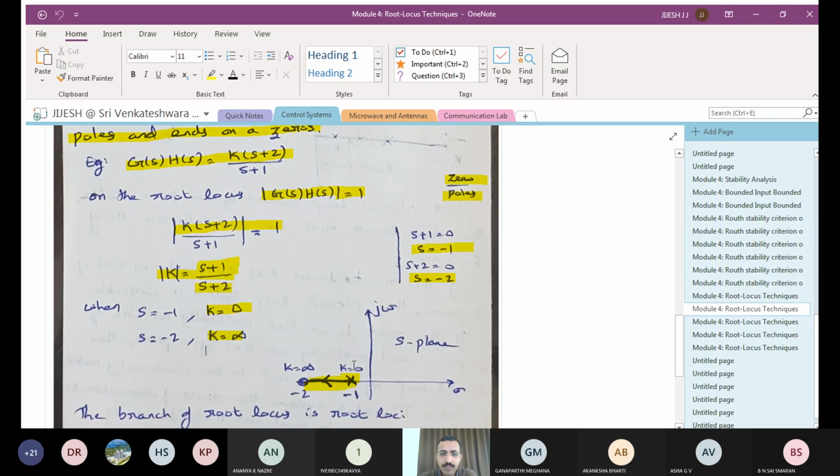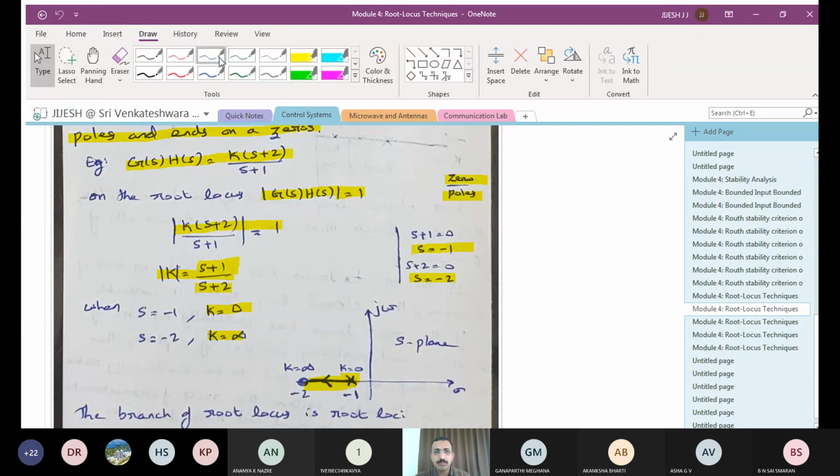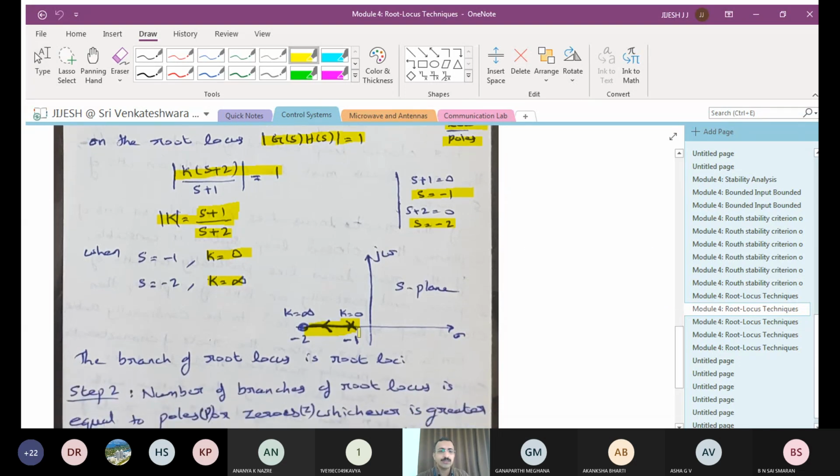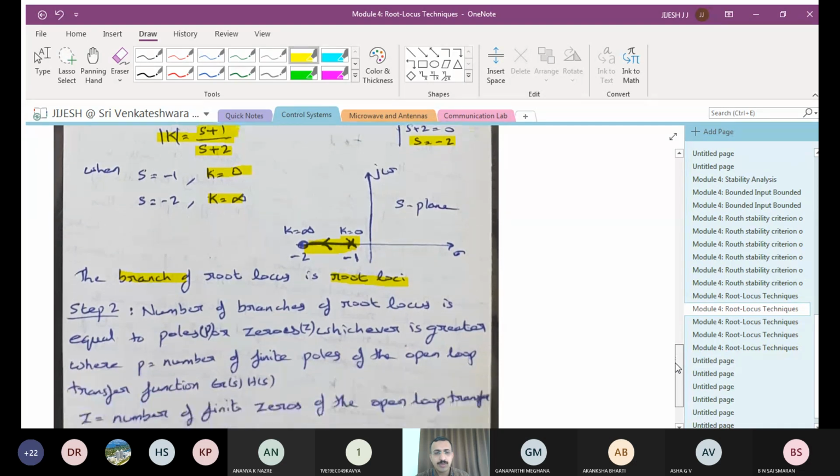So we got a branch which connects from the pole towards the zero. This is one simple example which we have seen. Next, we also discussed in the previous class that the branch of the root is called the root loci. Okay, so we will see what step 2 talks about.